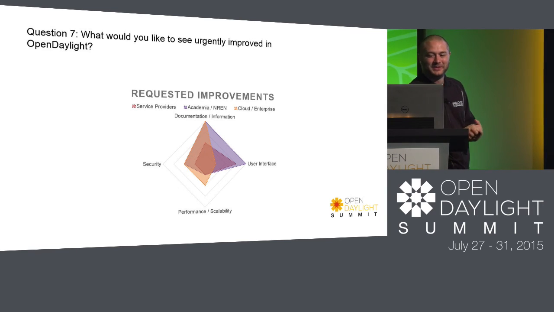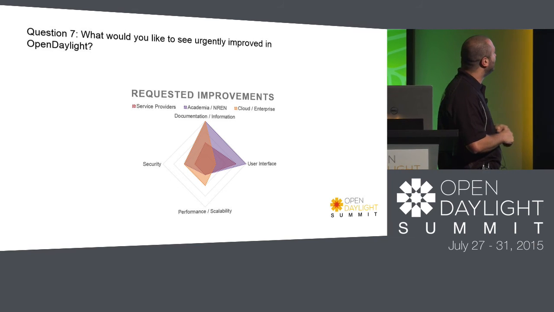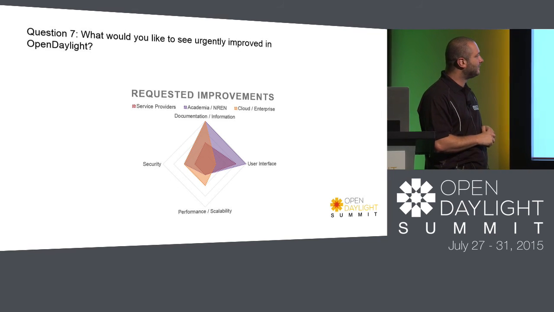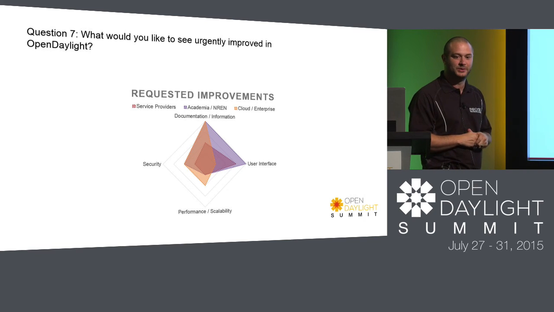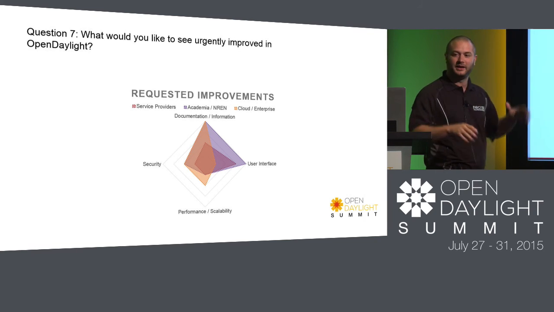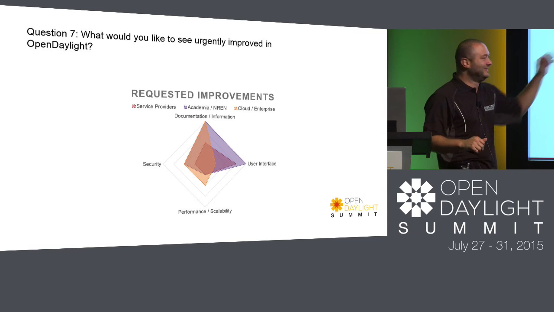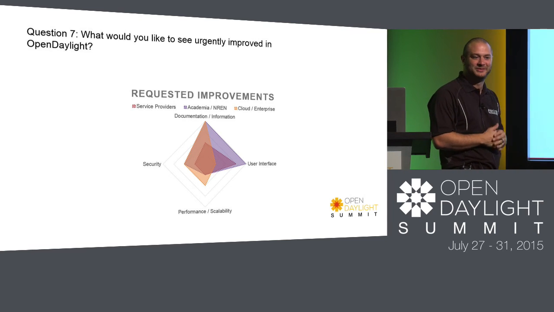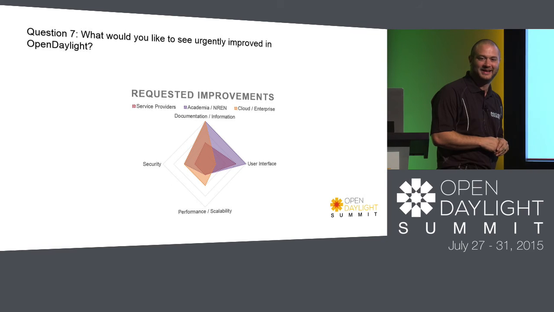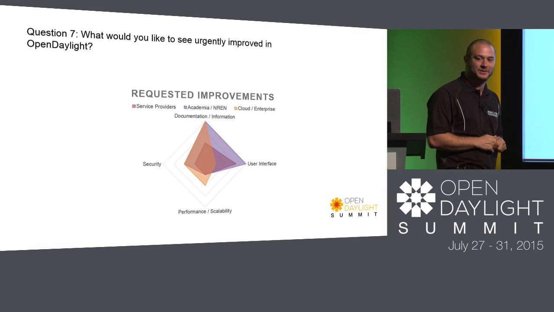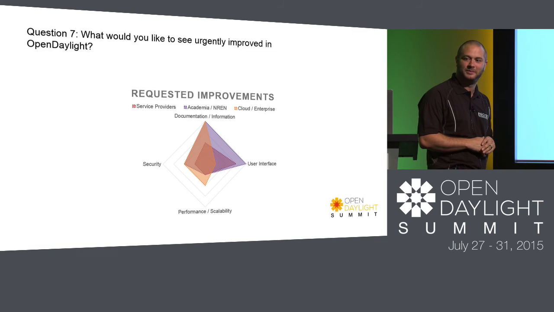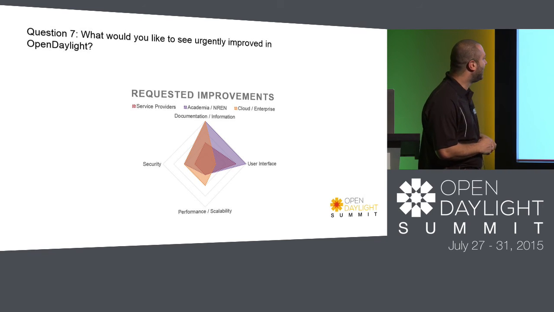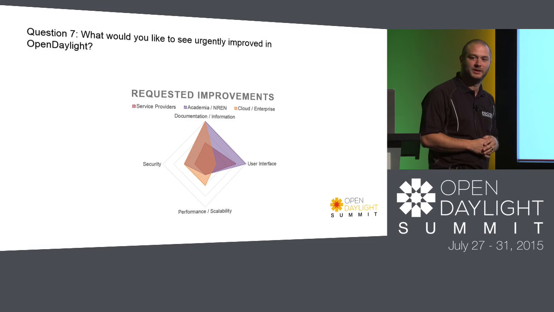So what would you like to see urgently improved in OpenDaylight? Documentation again and user interface were the 2 clear winners. How many of you want documentation to be improved? All right. And how many of you user interface? That's not too bad. A lot of people, not many people use it. Performance and scalability. How many of you want more of that?